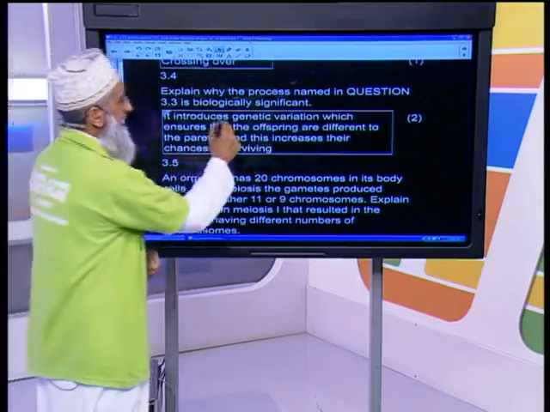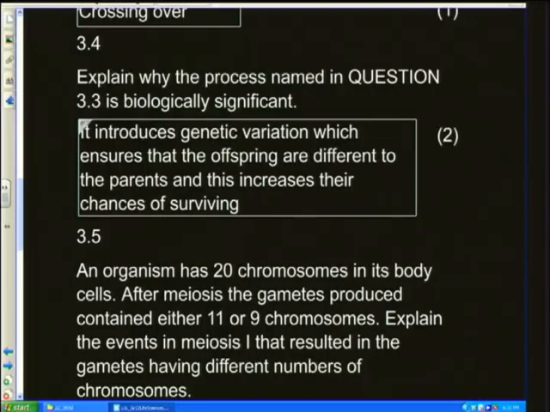So it introduced, now this one, the answer is put the other way. It's giving you the end first. It introduces genetic variation. Why? Okay, and it's giving you other stories which ensure that the offspring are different to the parents. That's already in genetic variation.